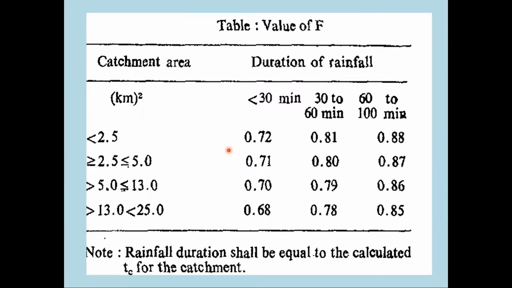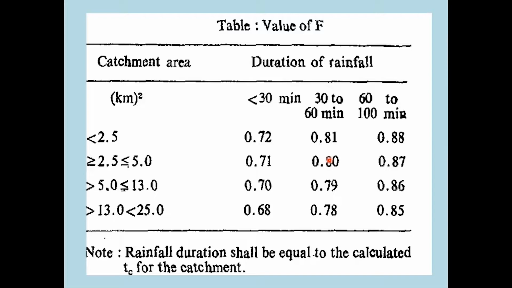Now there is another factor which we have seen in the runoff coefficient. It was the value of F. F is the areal reduction factor. So this depends on the catchment area and the duration of rainfall. Generally this graph or report is available for a duration in which the main water comes within 3 hours, so it is limited to 100 minutes. So this is the duration of rainfall, this is the catchment area, and by this graph I find out the areal reduction factor.